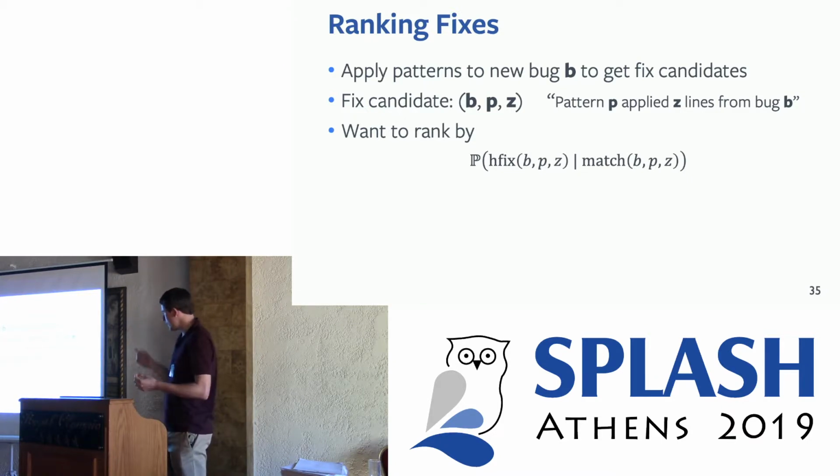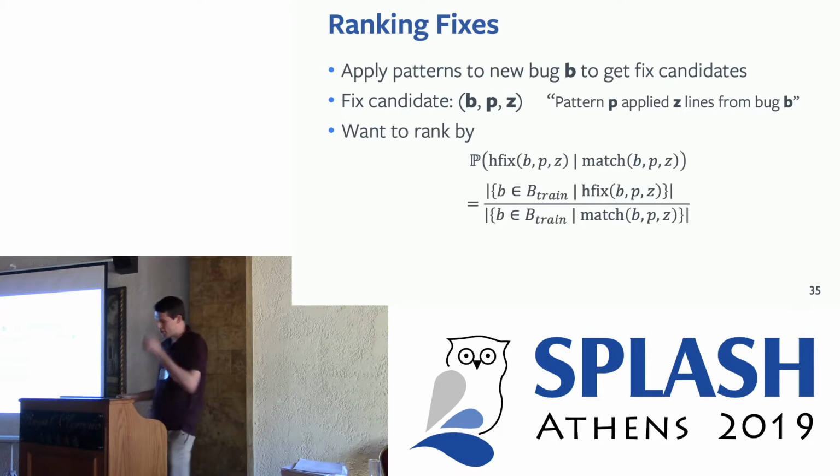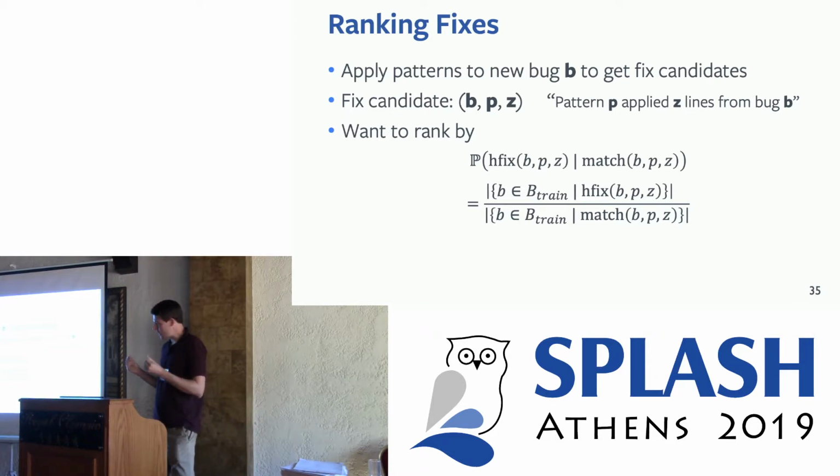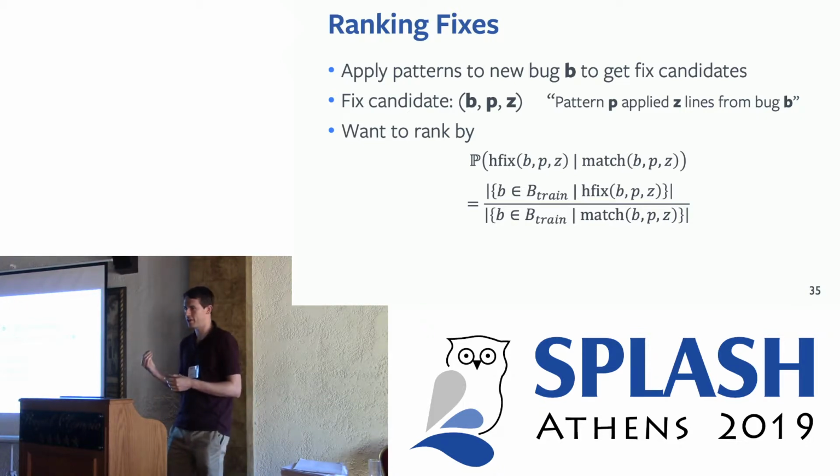So we want to rank by this conditional probability here. How likely is a match that we found to be what a human would do? So we haven't actually seen this particular bug B before, but we can estimate our probability based on our training data. In this case here, Btrain is just the examples of fixes we've seen in the past. And so our question is, when P and Z were used to fix bug B, what fraction of the matches were also the human fix? And something that's nice is in our training data, hfix is actually decidable because it is just the training data, what did humans do?